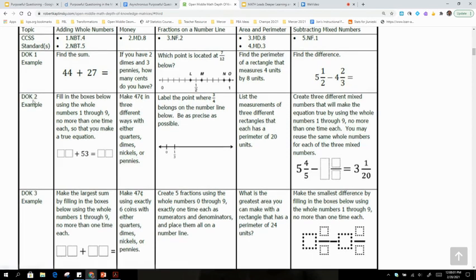If you take a look at the depth of knowledge 2 example, make 45 cents in 3 different ways with either quarters, dimes, nickels, or pennies. So think about all of the different ways that students can come up with that. You've now opened the floodgates of all these different ways of students being able to show their thinking using money, versus this one, which is very clear cut and has one right answer.